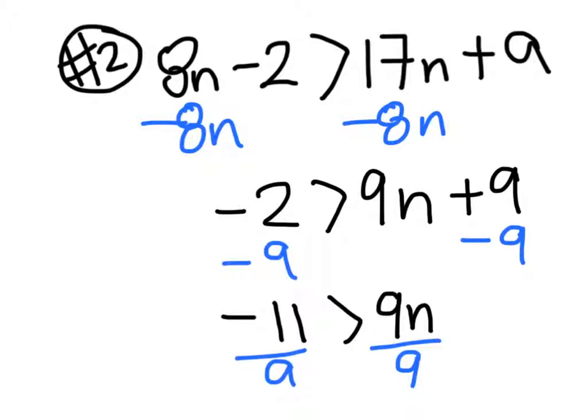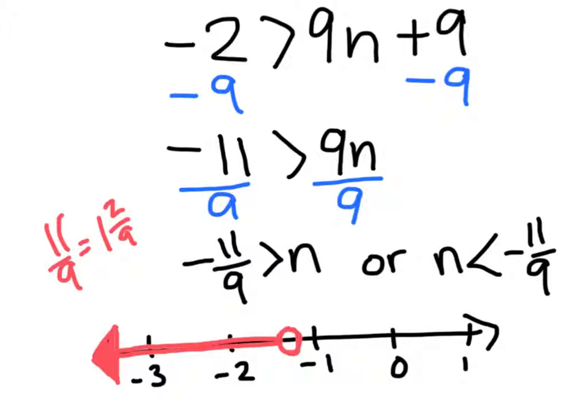Brought the number over here by subtracting 9 from both sides. And then when I divide, it looks like I'm getting a fraction. Freak out. That's okay. So we have that negative 11 ninths is greater than n. You could also write that as n is less than negative 11 ninths.